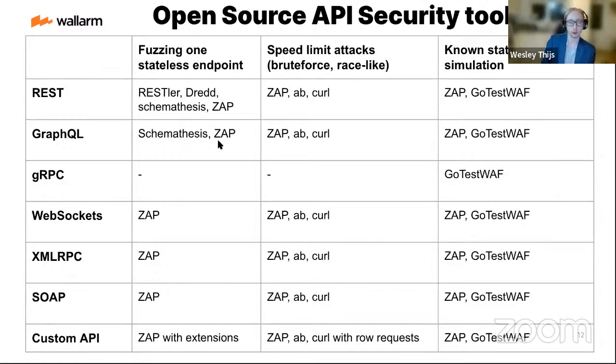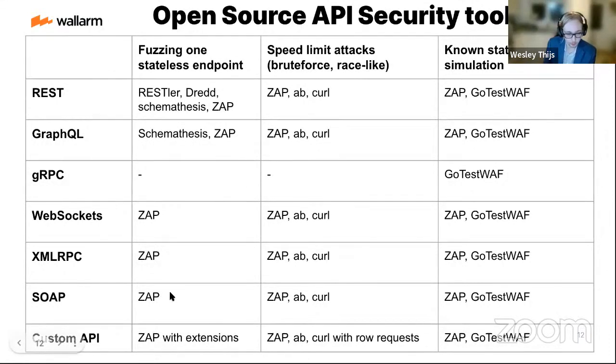For GraphQL, we can see something very similar, only here we can see Schematicus and ZAP. ZAP seems to be a recurring theme. Only at gRPC, we see a few missing here. And for the non-stateless attacks, only GoTestWAF is possible there. We see for WebSockets, XML-RPC, and SOAP, if you want to fuzz one stateless endpoint, that we can only use ZAP. And for rate limit attacks, of course, we can often use ZAP, AB, and curl.